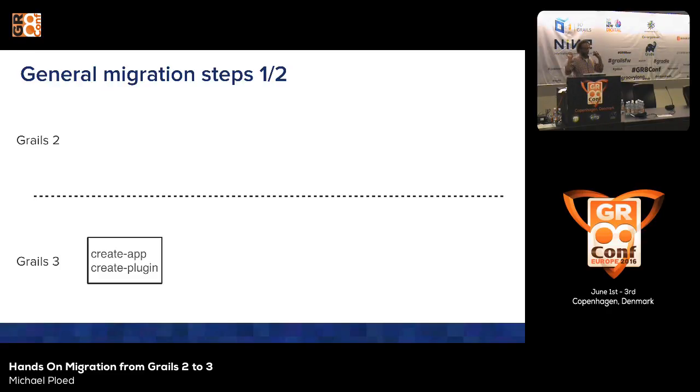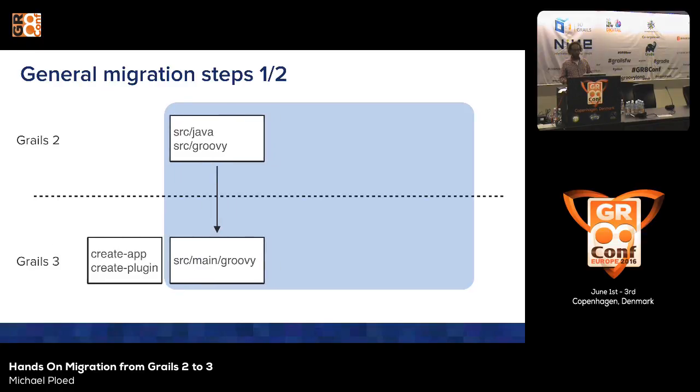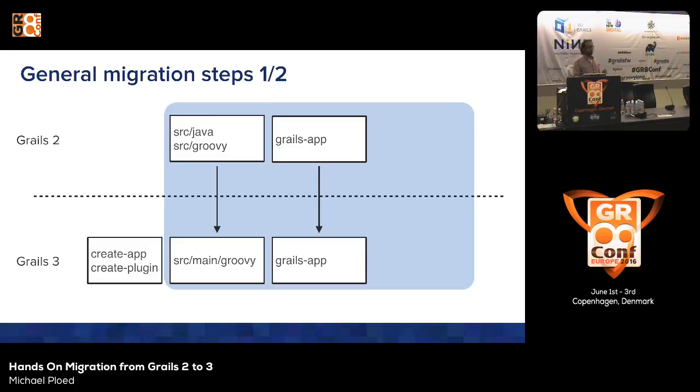Yes, you lose commit history and whatnot. True, but nevertheless, I think it is the best approach. After that, you copy source Java, source Groovy, to source main Groovy. So your custom non-Grails components that are in source Java and source Groovy of the Grails 2 application are being merged together into source main Groovy. There is no longer a source main Java directory in Grails 3.